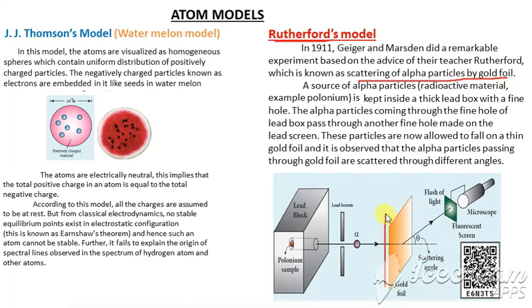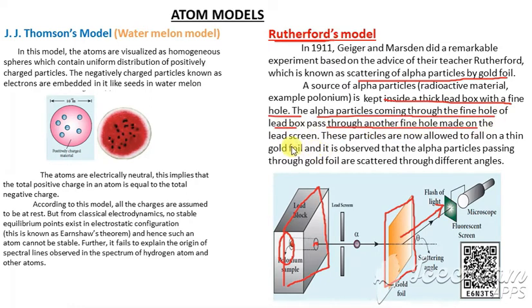So you are going to consider gold foil, and what is being scattered in that gold foil are alpha particles. A source of alpha particles, which is a radioactive material, and we are considering it as polonium, is kept inside a thick lead box with a fine hole. So this is a thick lead box, and it has a fine hole here. The alpha particles coming through the fine hole of the lead box pass through another fine hole made in the lead screen.